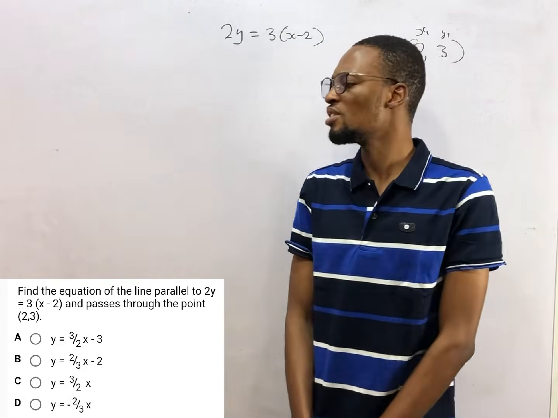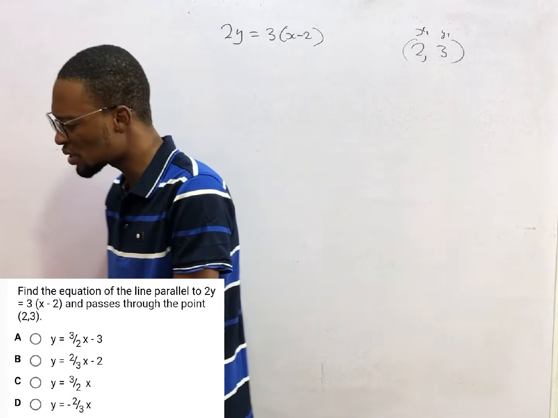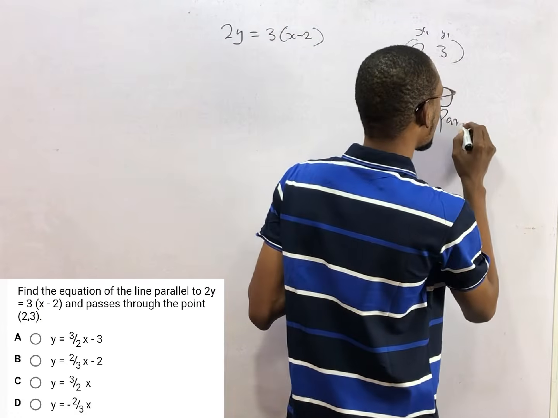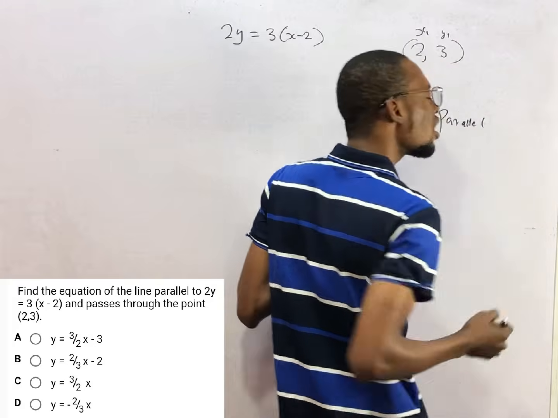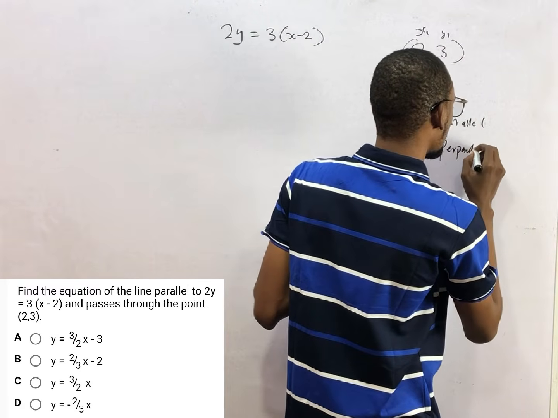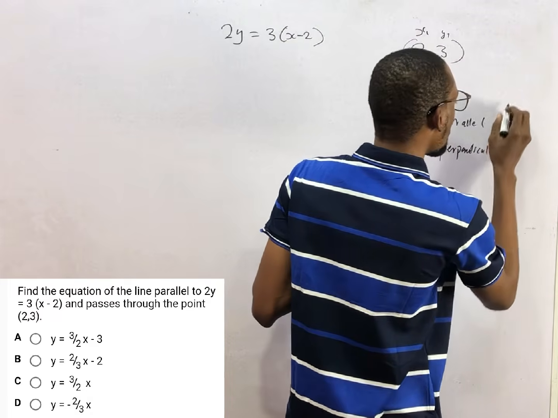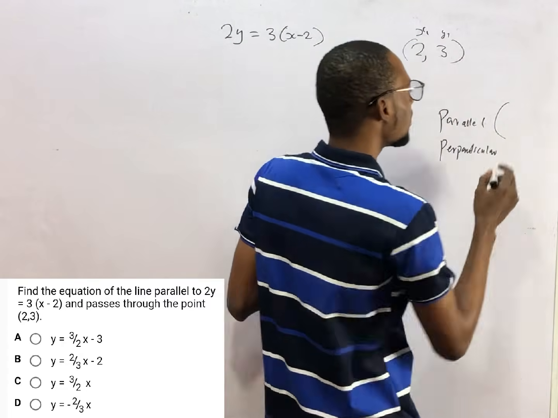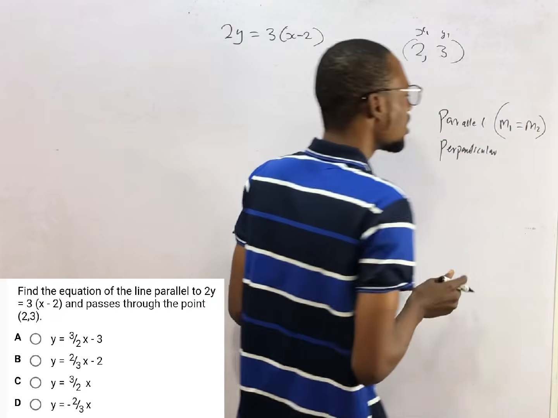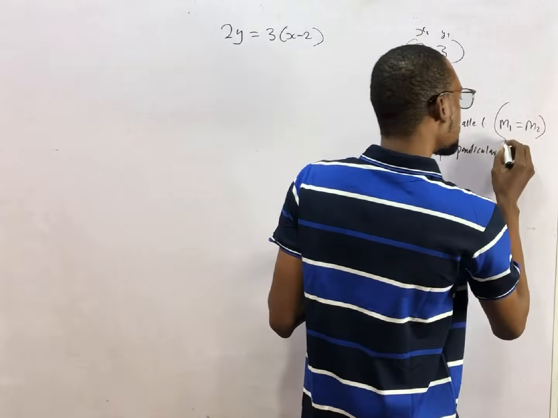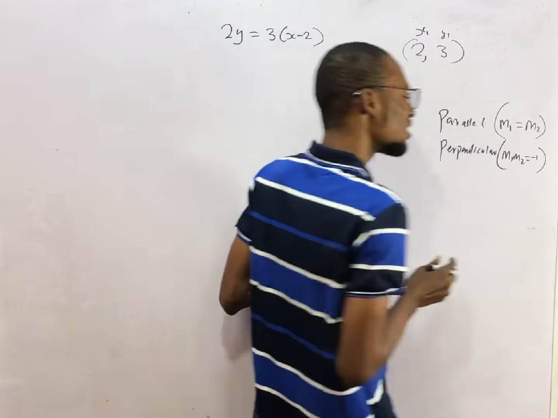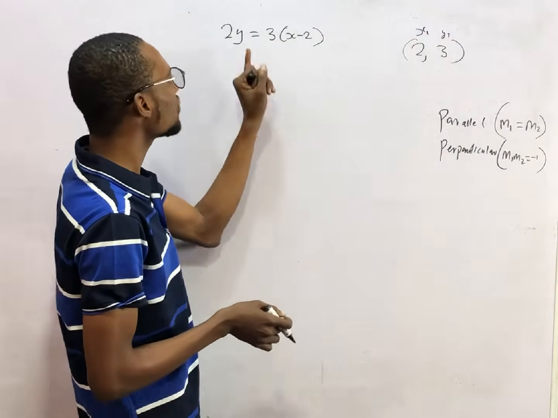In coordinate geometry, anytime you are asked to look for the equation of a line, you may be asked to look for the equation of a line parallel or the equation of a line perpendicular. For parallel lines, the gradient of the first line is the same thing as the gradient of the second line. For perpendicular lines, the product of the gradients m1, m2 is equals minus 1. That is it.